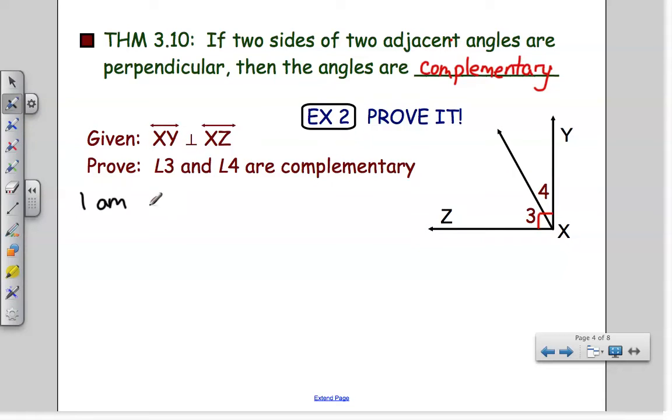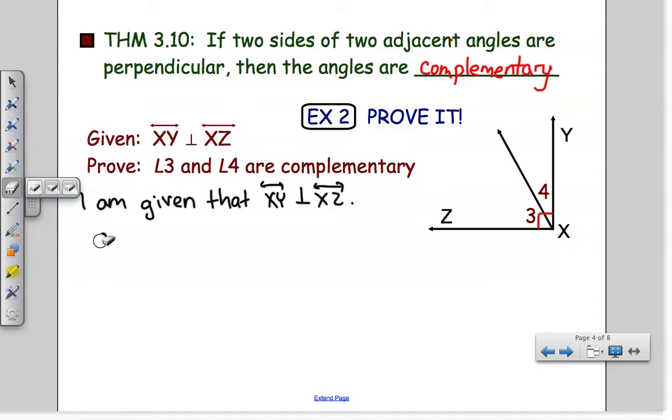So I'm going to start out and say I am given that line XY is perpendicular to line XZ. First statement, first reason, as I was given. Well, what did we mark on the diagram because of that? Now you know that the word perpendicular, or that symbol, means that these lines meet at a right angle. So that's what I'm going to state next. The word perpendicular tells me that I have a right angle. Actually, you know what? I'm going to say this means that.